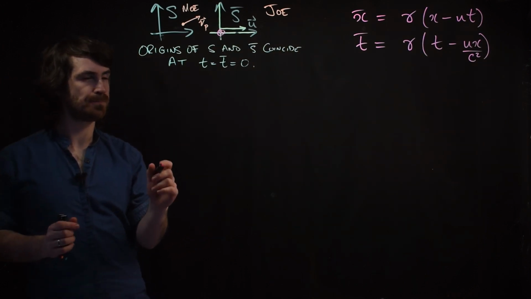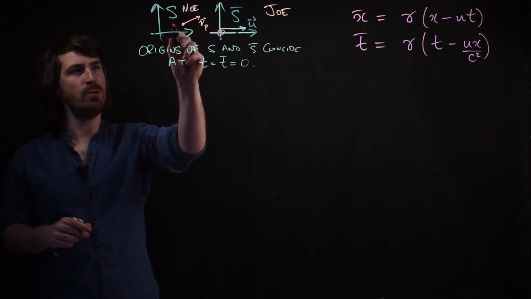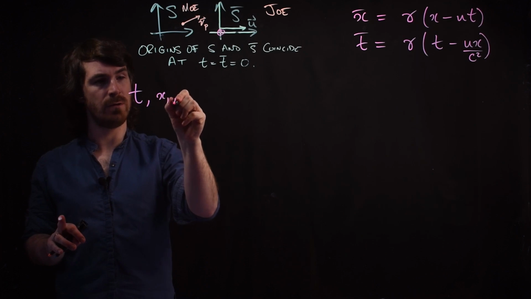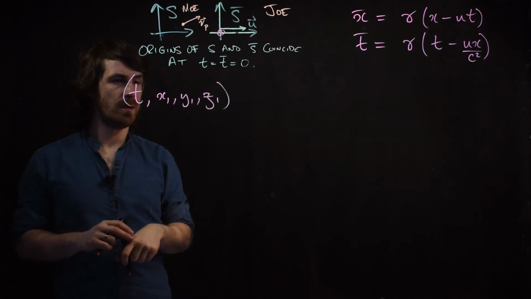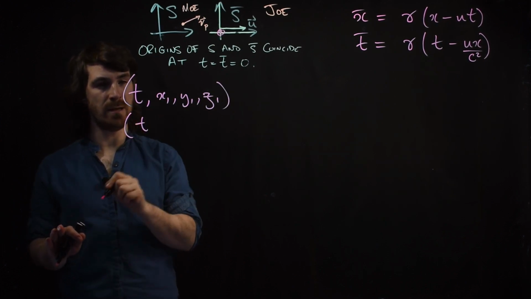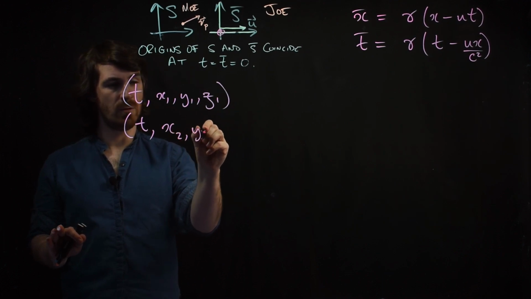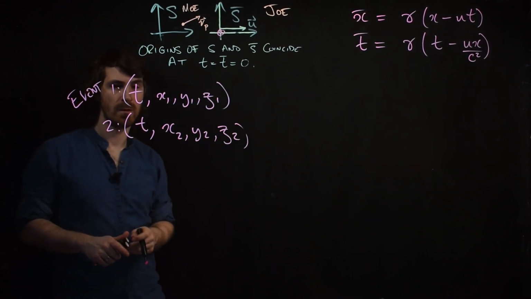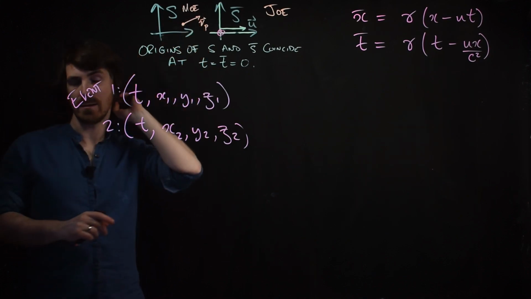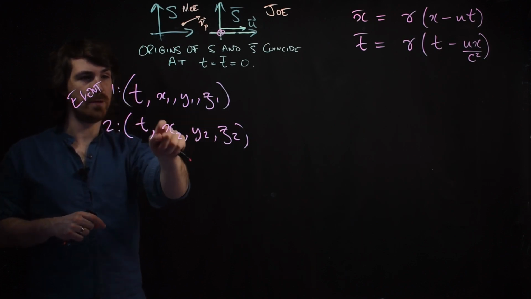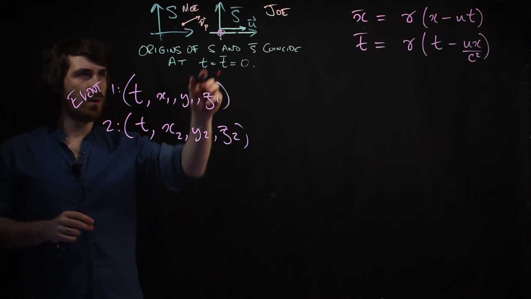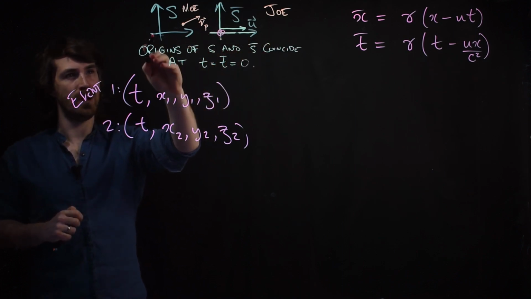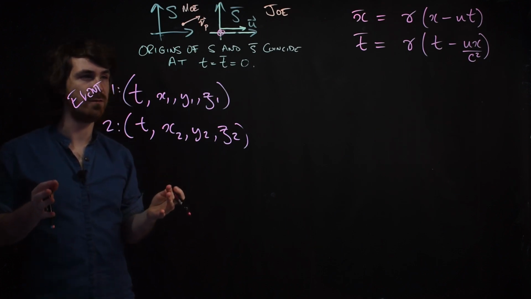And let's consider two events that are observed by Mo sitting in frame S. The first event happens at time t and at coordinates x1, y1, and z1. And the second event happens at the same time, t, but at a different place, x2, y2, z2. So this is event one and event two. So you're Mo sitting in frame S, and you see two things happen at the same time, but in different locations. If your friend is Joe, sitting in S bar that's moving with some uniform velocity away from your frame S, then what do you perceive? What do you observe?